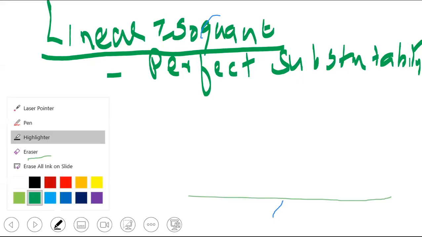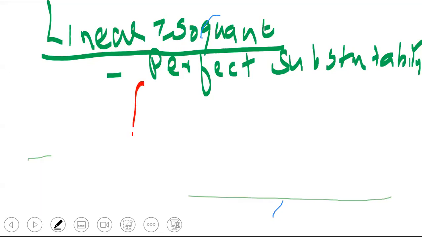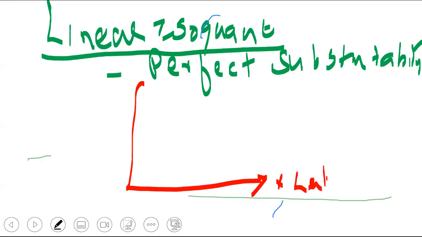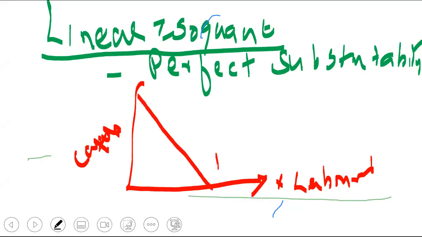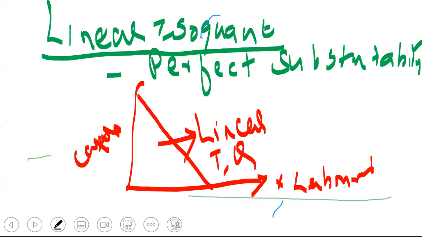Abhi draw the diagram, linear isoquant. X axis labor, Y axis capital. Okay, it's a straight line, children. Linear line, so it should be a straight line. This is the linear isoquant. Draw the diagram. It's a downward sloping straight line because linear. Linear means straight line.